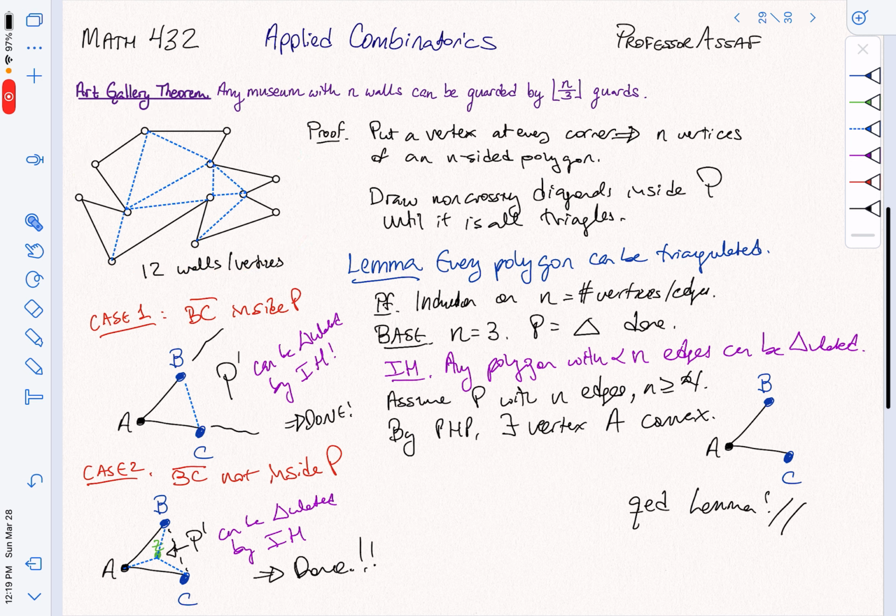How's that going to solve the problem? Well, you know that each triangle is convex, right? You can't draw a non-convex triangle. So I could put a guard inside each triangle, but that's not going to solve the problem. Here I have 1, 2, 3, 4, 5, 6, 7, 8, 9, 10. I have n minus 2 triangles. So this tells me that n minus 2 guards suffices, but we want n divided by 3. So we're not quite done. We'll have to think about how we can use this to get to n over 3 guards, and we'll do that next time.